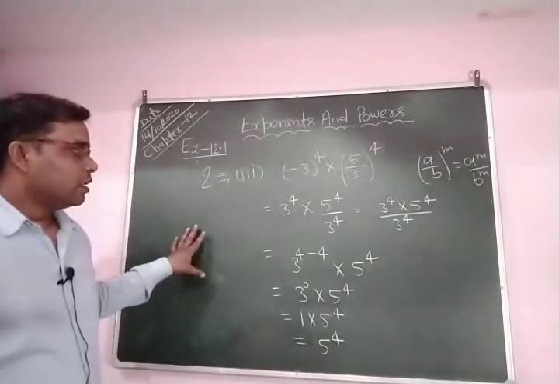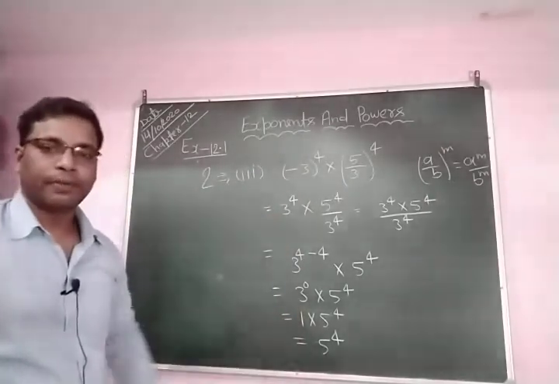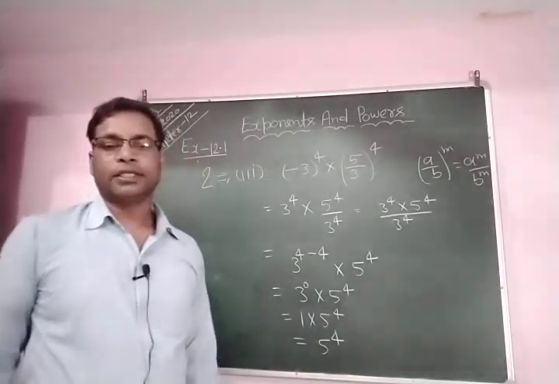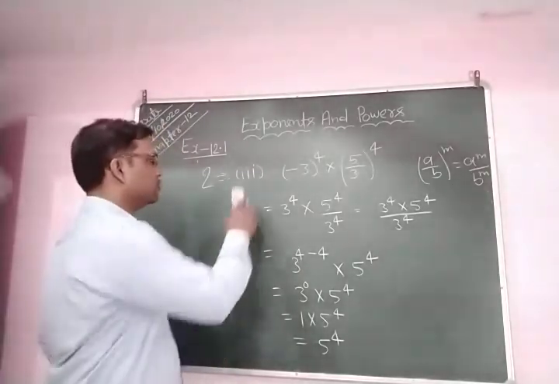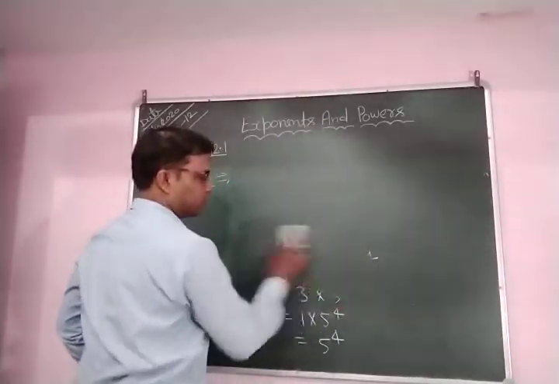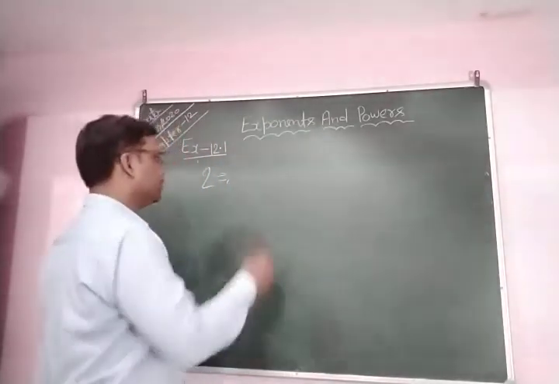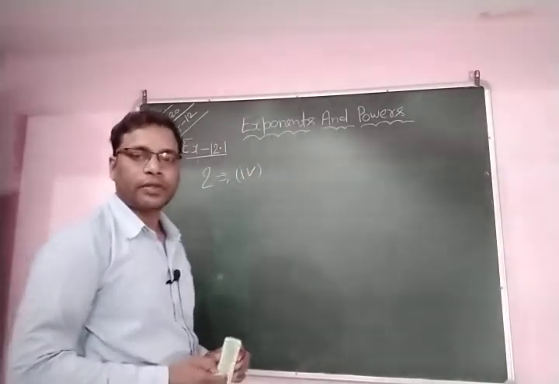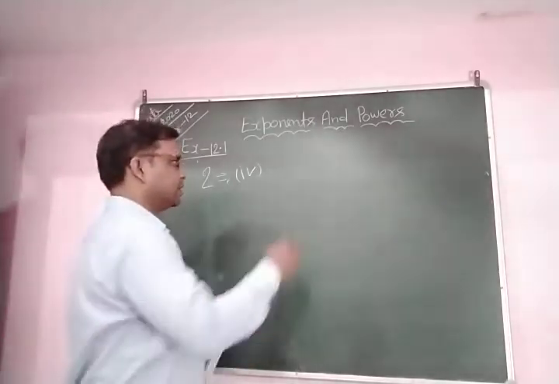Now, so you can see here the value of this problem is 5 power 4. Now, we are going to discuss the next part. The next part is the fourth part of this question number 2. Fourth part is given here: 3 power minus 7 divided by 3 power minus 10.